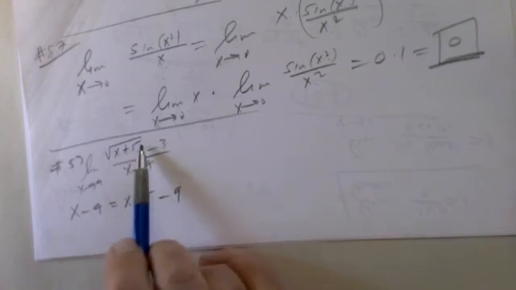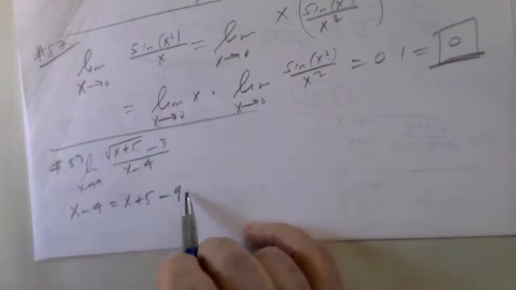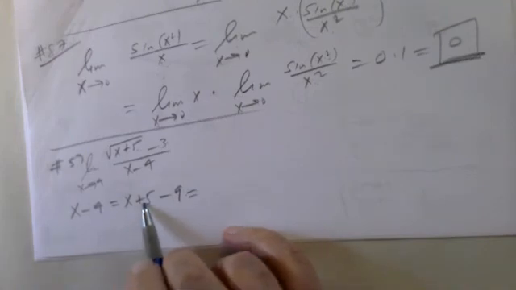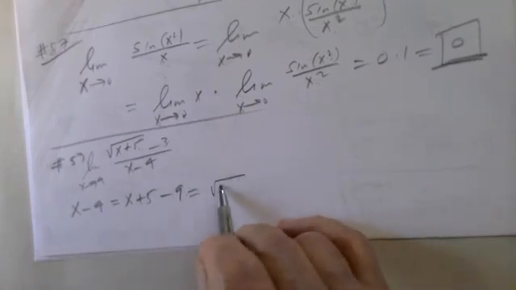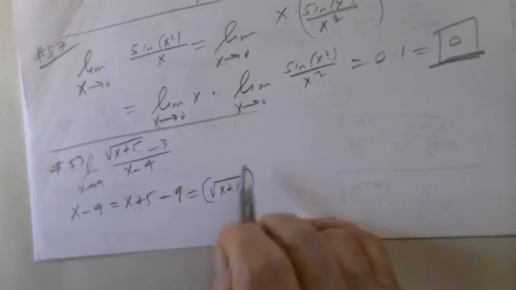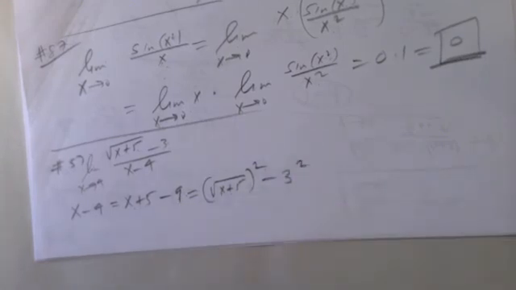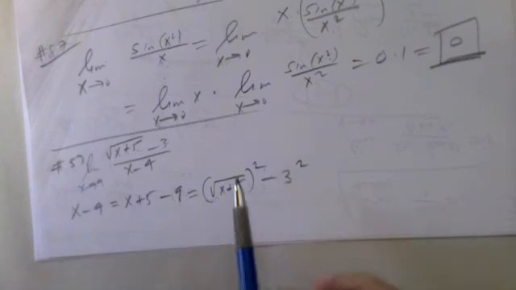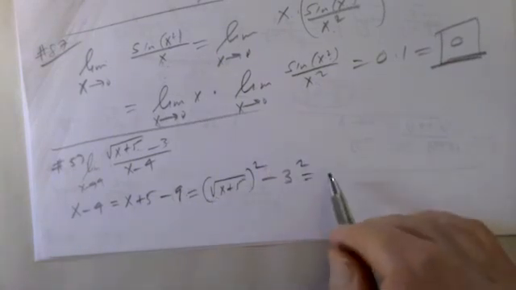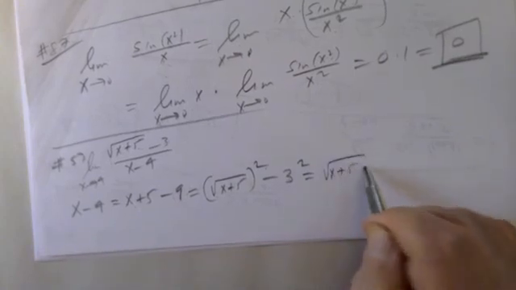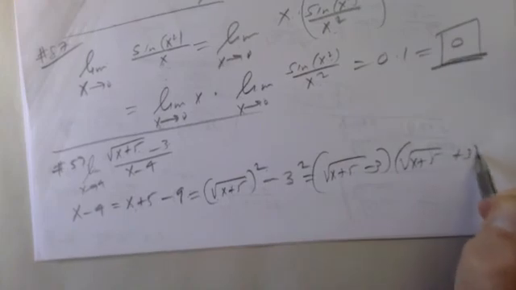And what I have in mind is what's in the numerator here. So x plus 5 is like the square root of x plus 5 squared. Because you square a square root, you get what's under the square root sign. And 9 is 3 squared. So this looks like a difference of squares, and so I know I can factor it. Square root of x plus 5 minus 3, square root of x plus 5 plus 3.